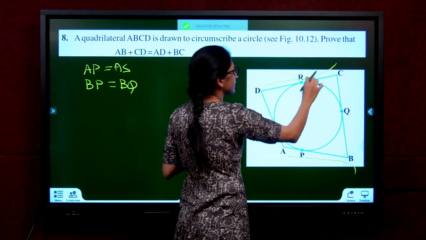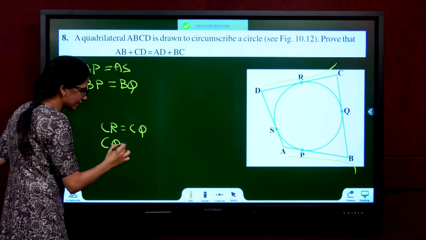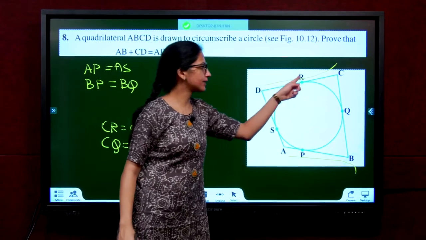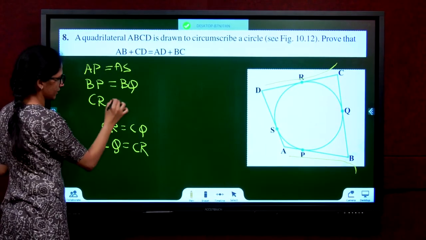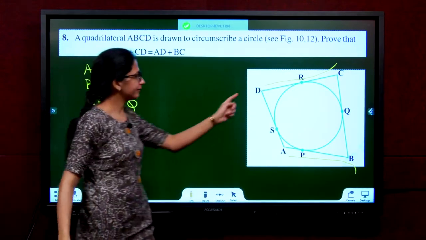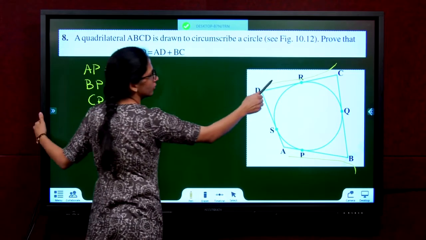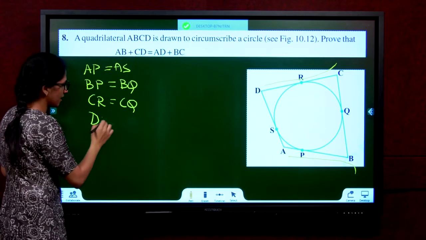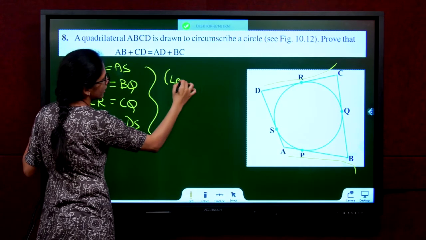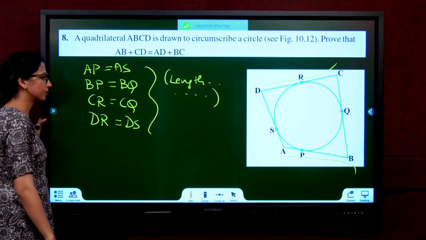Now go to C. CR is equal to CQ. I can write it as CR equals CQ, or CQ equals CR. I want the yellow parts on my LHS. Who's the yellow? CR. So put CR first. DS is equal to DR. Who's the yellow, DS or DR? DR. So DR is equal to DS. Reason for all this: lengths of tangents from an external point are equal.